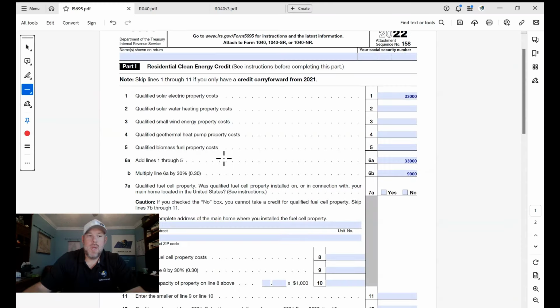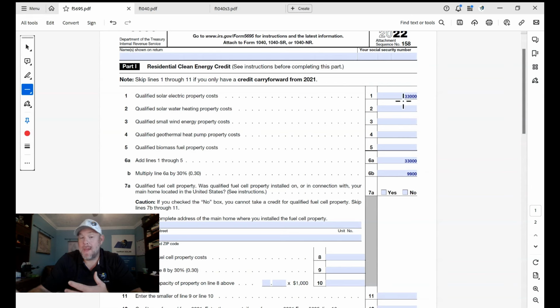Okay, so the first thing that we're going to want to do is determine the total cost of the solar system. If this was a cash job and you paid cash for the system, then you should have received a paid invoice from your solar installer that shows how much you paid them. That's going to be the total amount that's eligible for the tax credit. If this was a financed job, then your finance company will provide you with a document that shows the total loan amount. And again, that entire loan is going to be eligible for the solar tax credit.